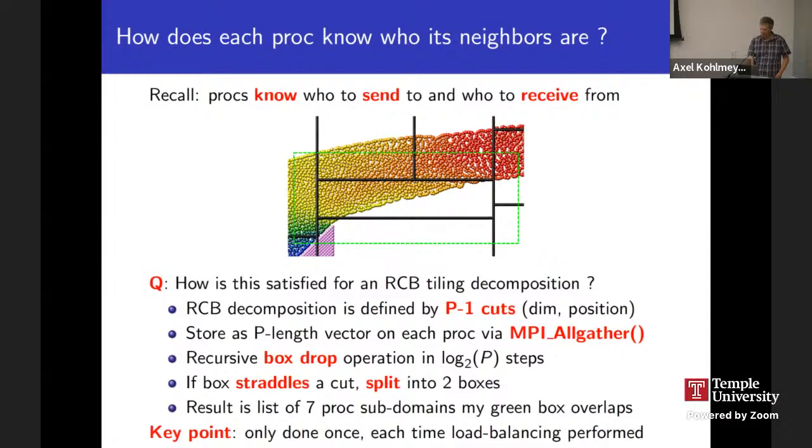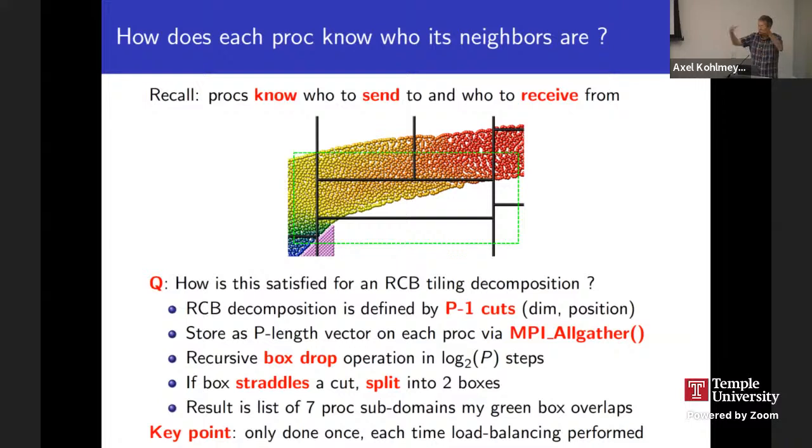So when you have that, what we do is we take this green box, which represents me plus my cutoff extent. We drop that green box on this tree of cuts, and we recurse it down to find the 7 processors that it overlaps with. So the way that works is we drop it first on the very first cut, kind of the root of the tree. And if the box doesn't straddle the cut, it's somewhere over here, then we just leave the box as is. But if the box straddles that first cut, we basically partition it into 2 boxes.